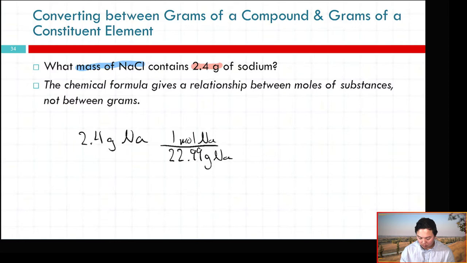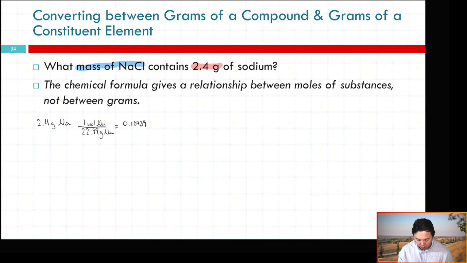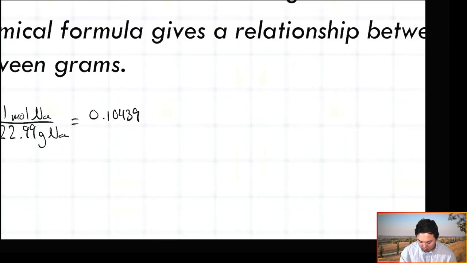All right, so we can convert this. I'm going to do this one out stepwise, and we'll get some more examples later, and I'll show you how you can combine steps here. This is going to be 0.104, again, writing out too many sig figs, because when you type it into your calculator, you want to use as many sig figs as you can, because we're not done with it yet. So we've got 1.0439 moles of sodium.